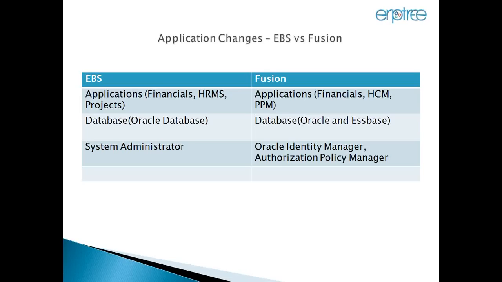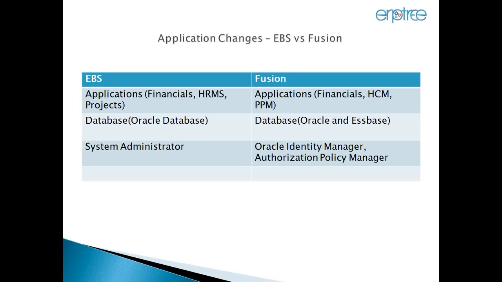And when I talk about database in EBS, we know we have only the Oracle database, which is a transactional database, but in Fusion we have an Oracle database, and along with that, we have an Essbase database also. So the Oracle database stores your transactional data, where you can generate reports based on the transaction information. But we have Essbase, which purely supports reporting requirements.